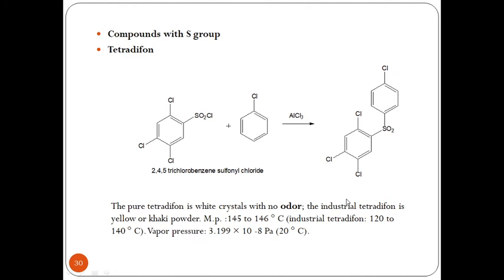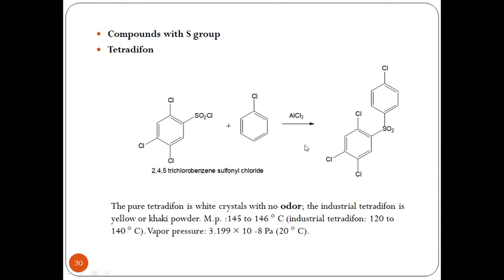Coming to compounds with S group, that is sulfur group. Now here the example that I will be considering is tetradifon. Tetradifon is synthesized with 2,4,5-trichlorobenzene sulfonyl chloride. 2,4,5-trichlorobenzene sulfonyl chloride reacts with chlorobenzene in the presence of anhydrous AlCl3.